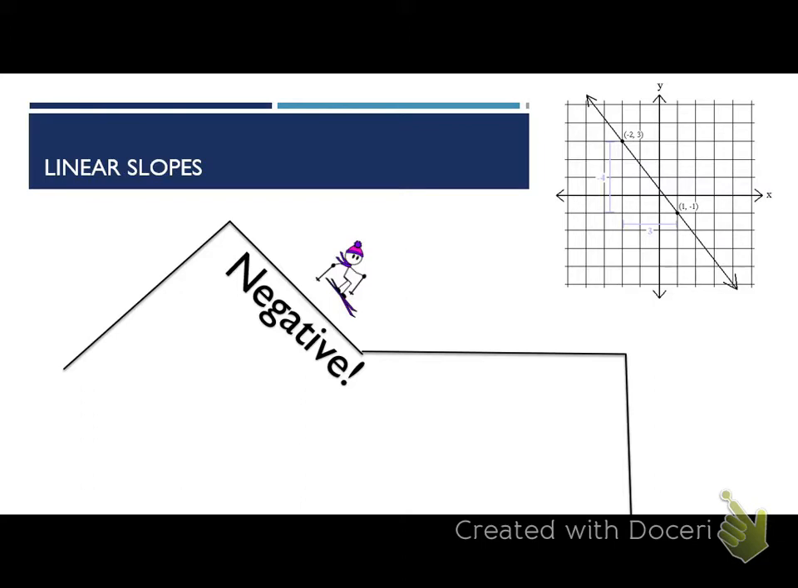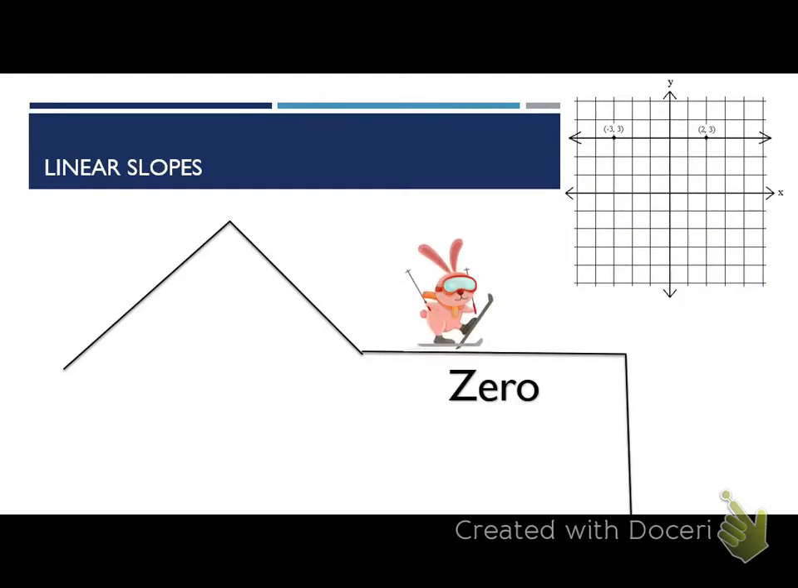But we call this horizontal line a zero slope. Zero.